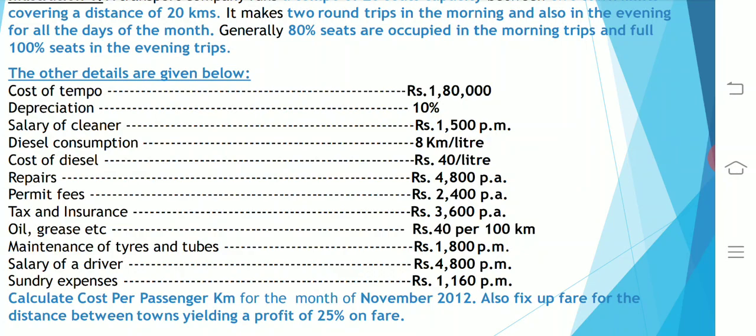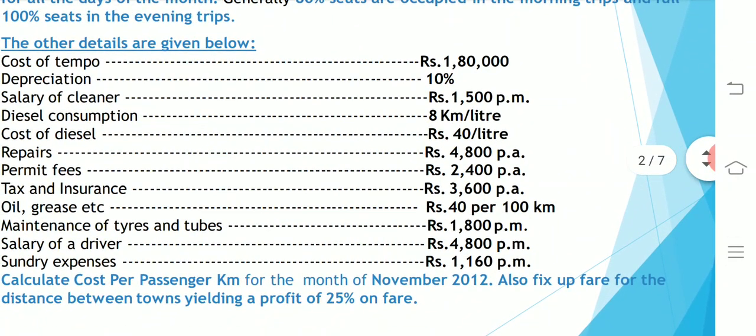Diesel consumption 8 kilometers per liter. Cost of diesel rupees 40 per liter. These two pieces of information are given for the calculation of cost of diesel per month. First we have to calculate the cost per kilometer of diesel and then we have to calculate the cost of diesel per month. So we have to calculate the total kilometers per month to calculate the cost of diesel per month. So it is a running charge. Repairs is a maintenance charge and it is given per annum, rupees 4,800 per annum. That means we have to calculate it per month.